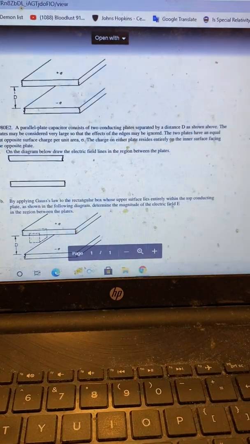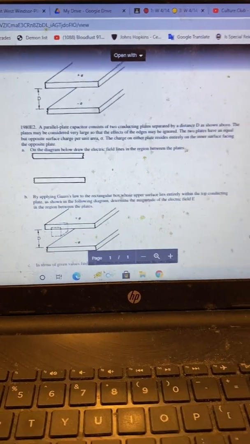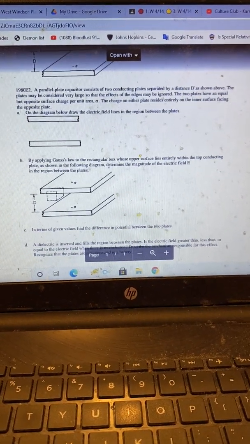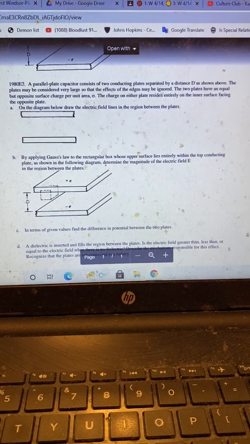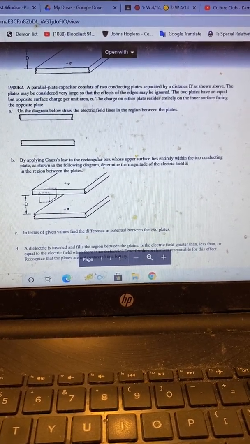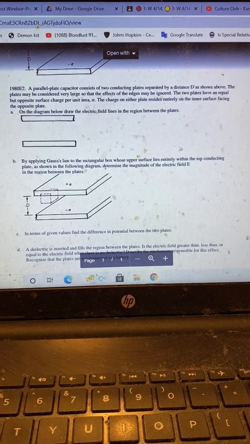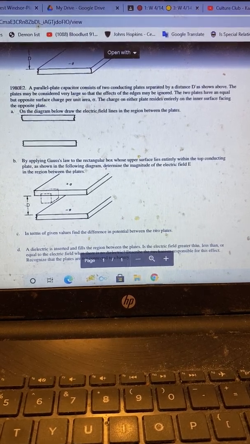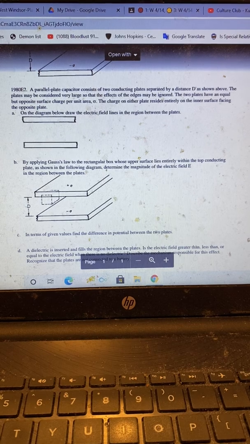Okay, B. Put that here. By applying Gauss's law to the rectangular box whose upper surface lies entirely within the top conducting plate, as shown in the following diagram, determine the magnitude of electric field E in the region between the two plates.